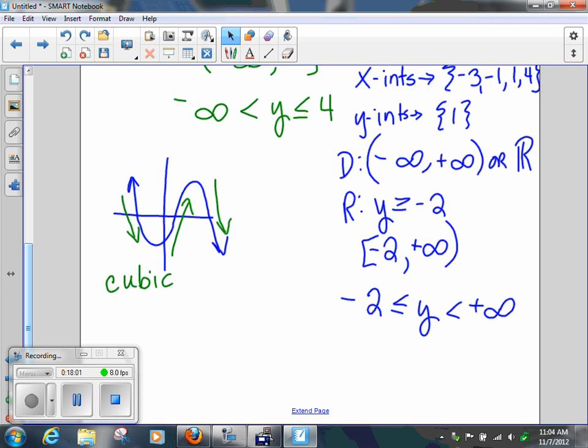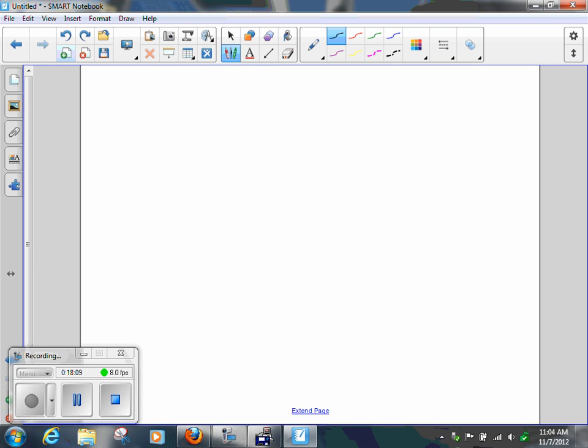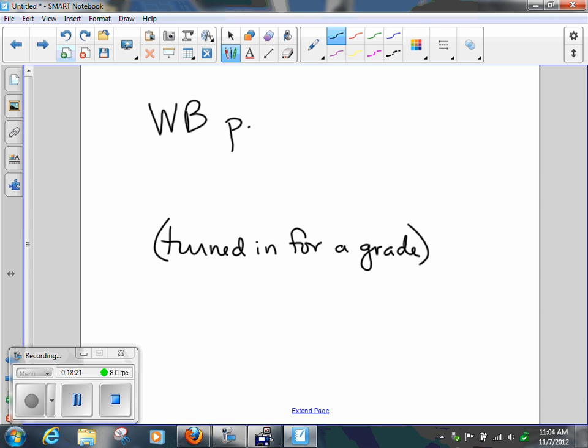Now, what you're going to do for me, so I make sure that you know what you're doing, you're going to get your workbook out. This is going to be turned in for grade, folks. Because if you can grasp the concept of domain and range with parabolas, and we've already looked at a degree 4 equation, and you get it, then everything else is gravy. All right? This is what you're going to do.